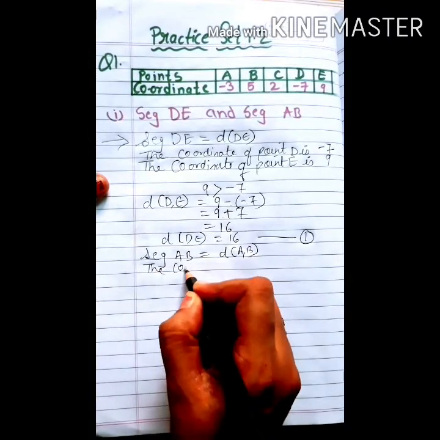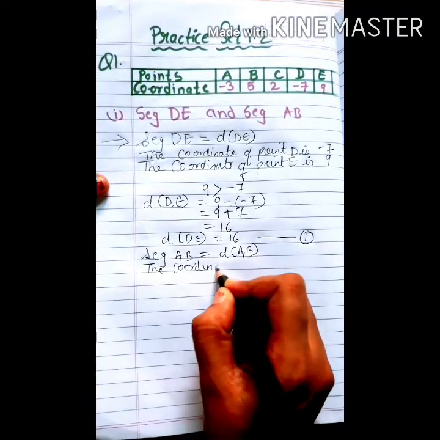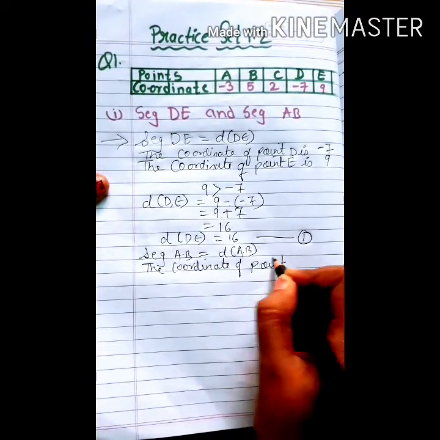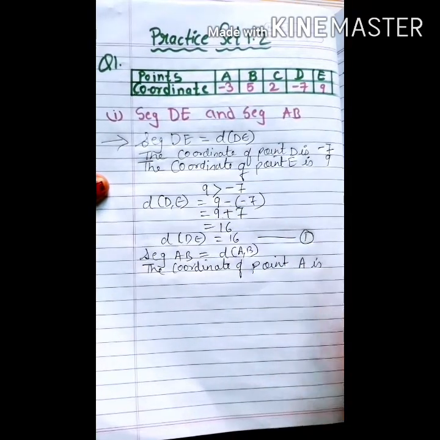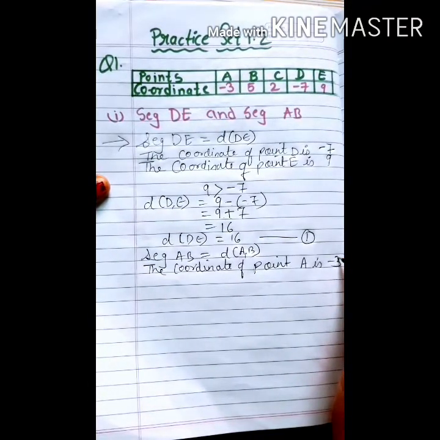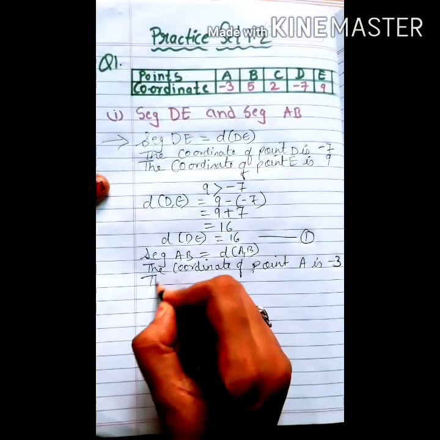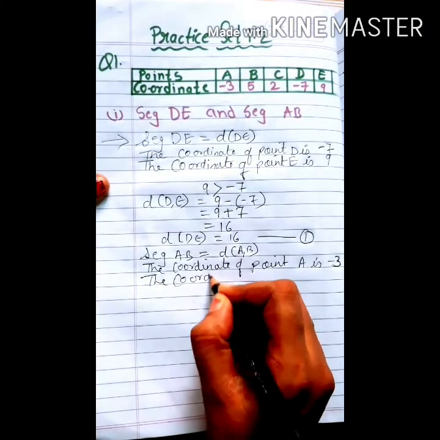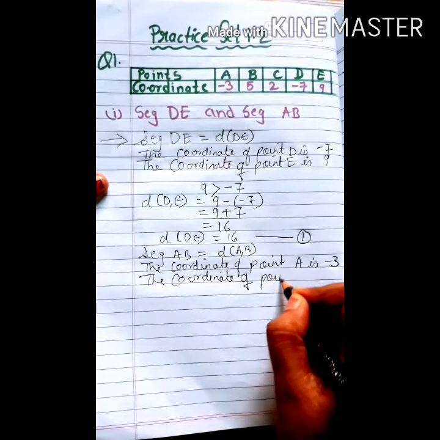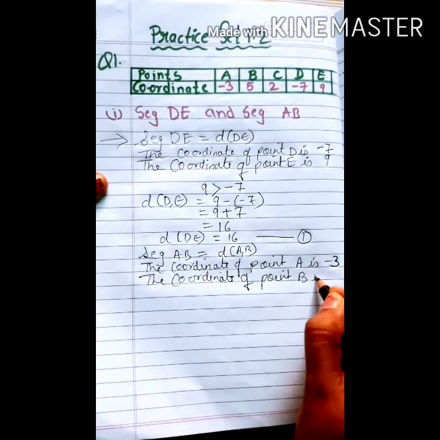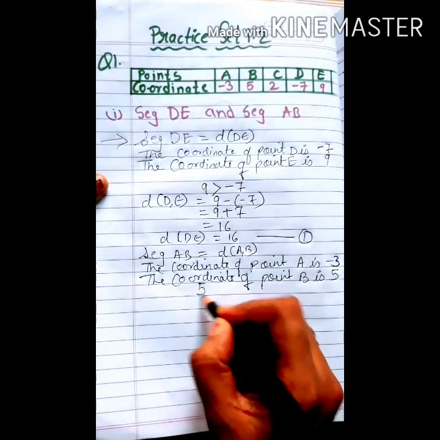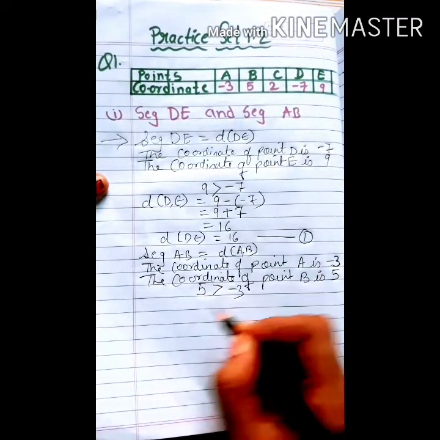The coordinate of point A is given how much? -3. The coordinate of point B is given 5. 5 is greater than -3.